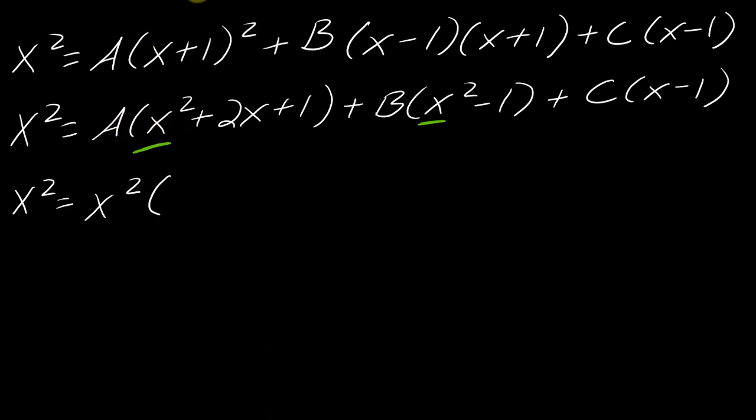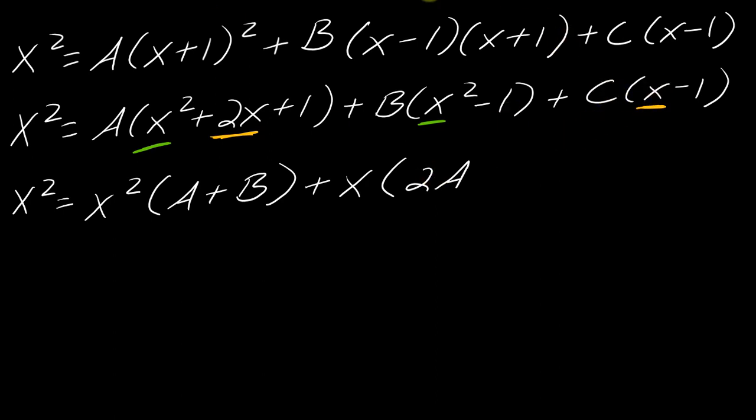So x squared times a is just going to leave me with a. And then x squared times b is just going to leave me with b. Okay. Next, we're going to move on to the x's. So I've only got x's there and there in this case. So I'm going to factor out the x. So I've got 2x times a. So if I factor out the x, that's just going to leave me with 2a, right? And then I've got this x times c, so that's just going to leave me with c.